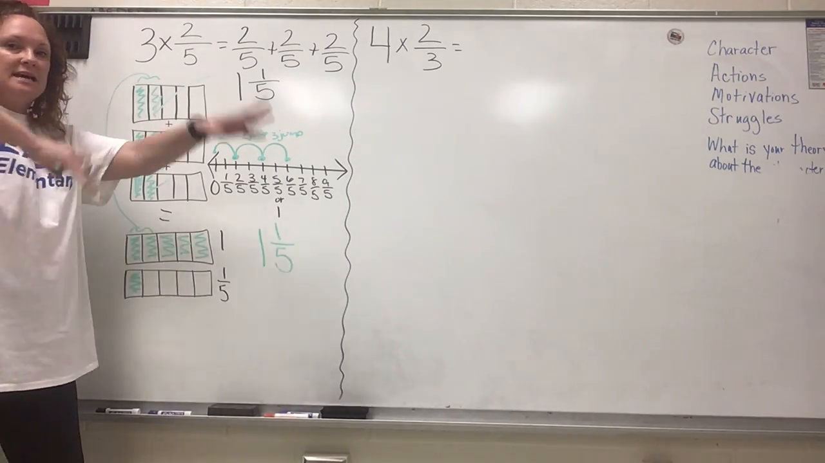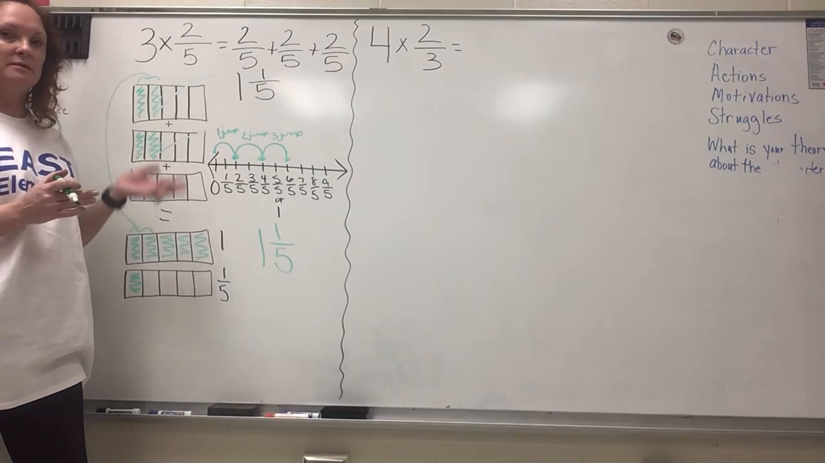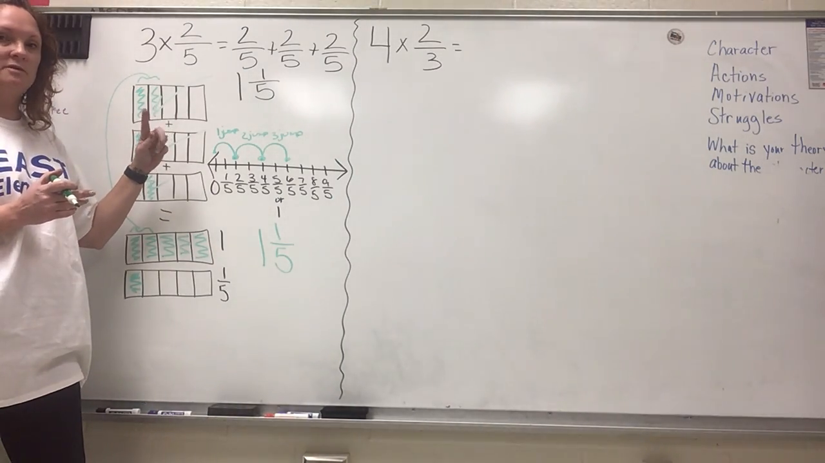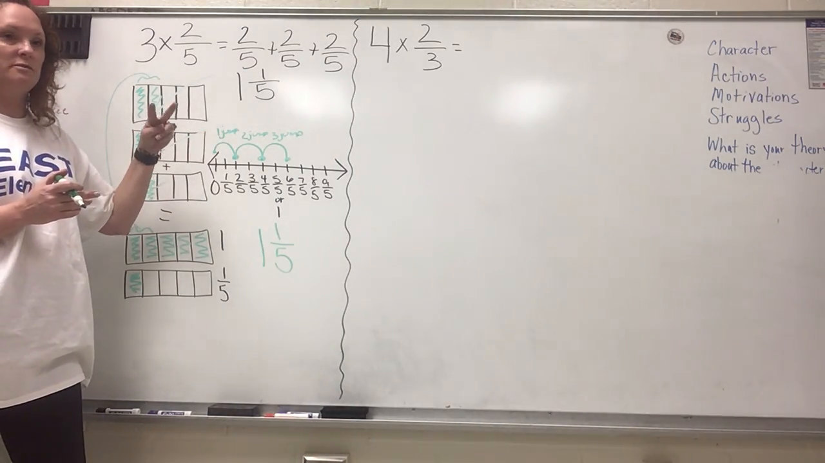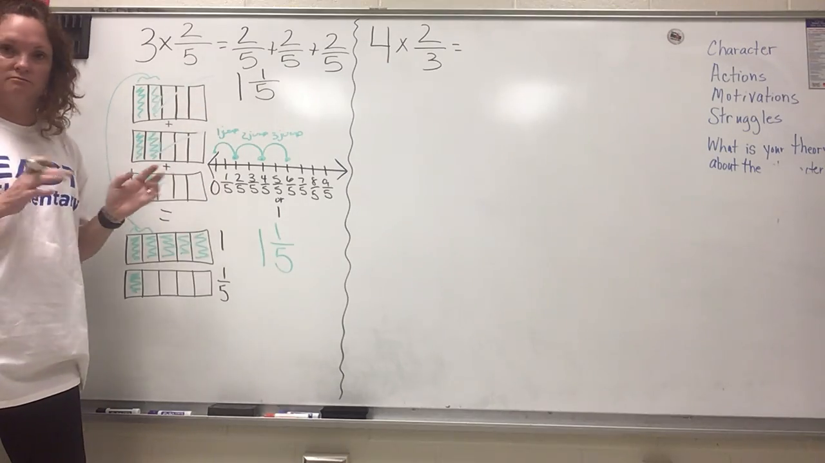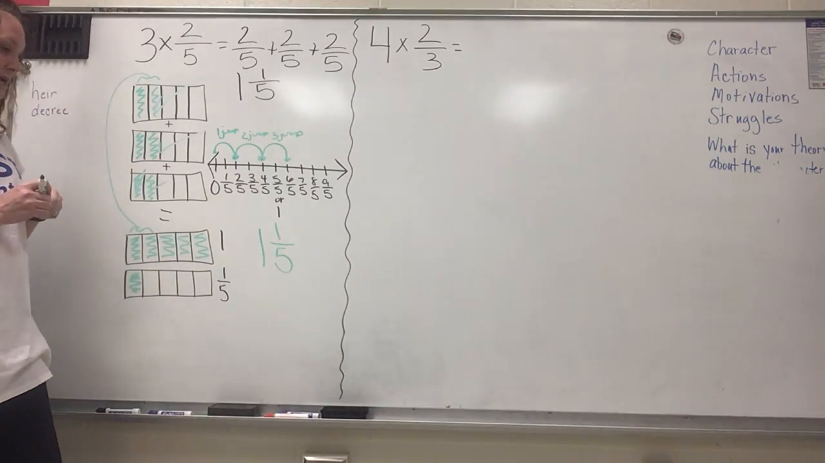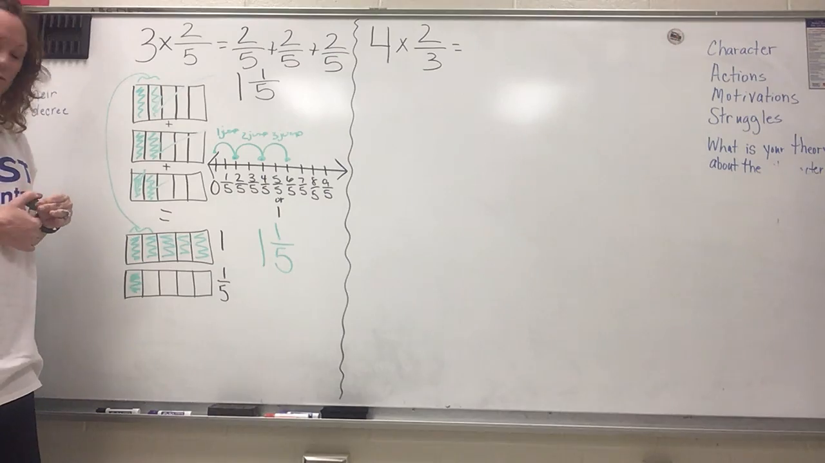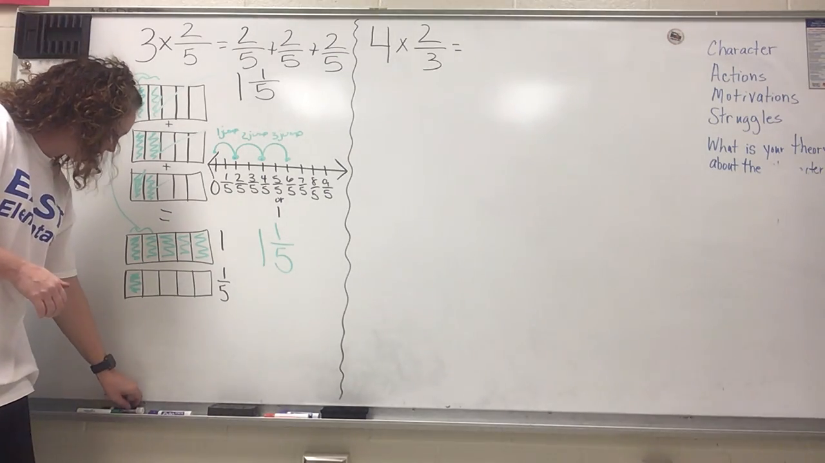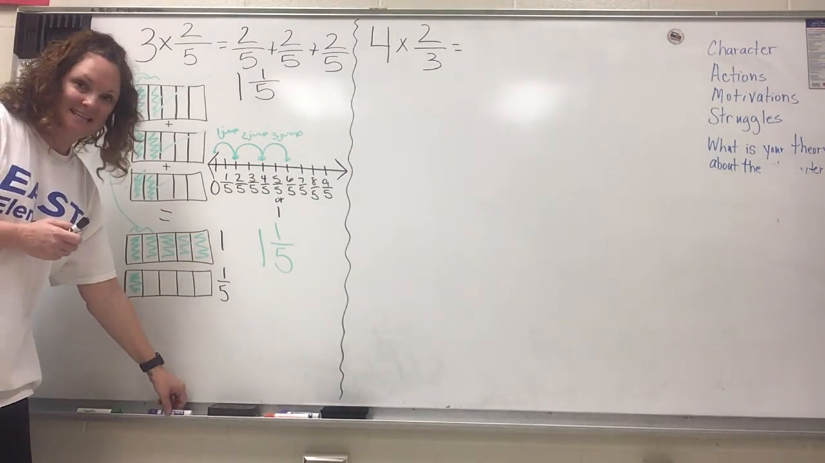1 1/5. Okay? Same process we did yesterday, except a little bit different. We're not jumping by 1s, we're jumping by 2s or 3s or whatever my numerator is. Alright, let's just go look at the next one. I need this guy and I need this guy.